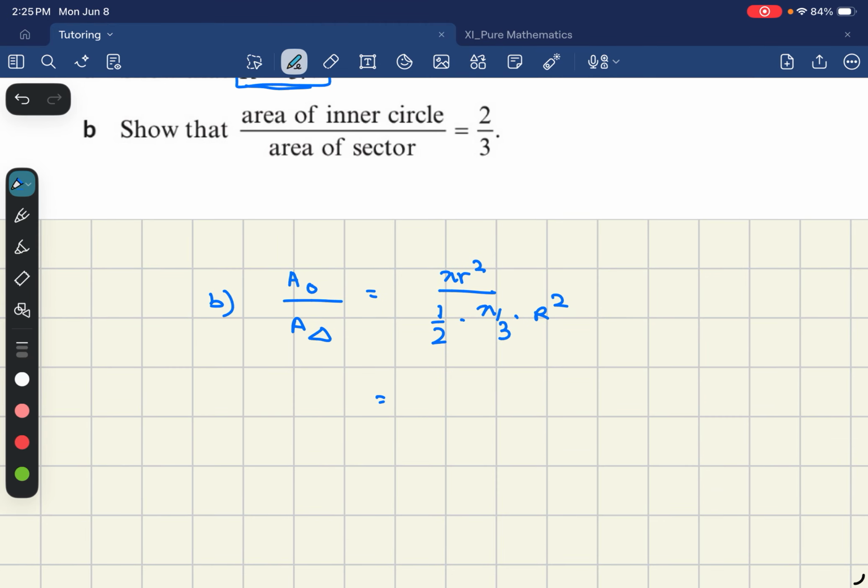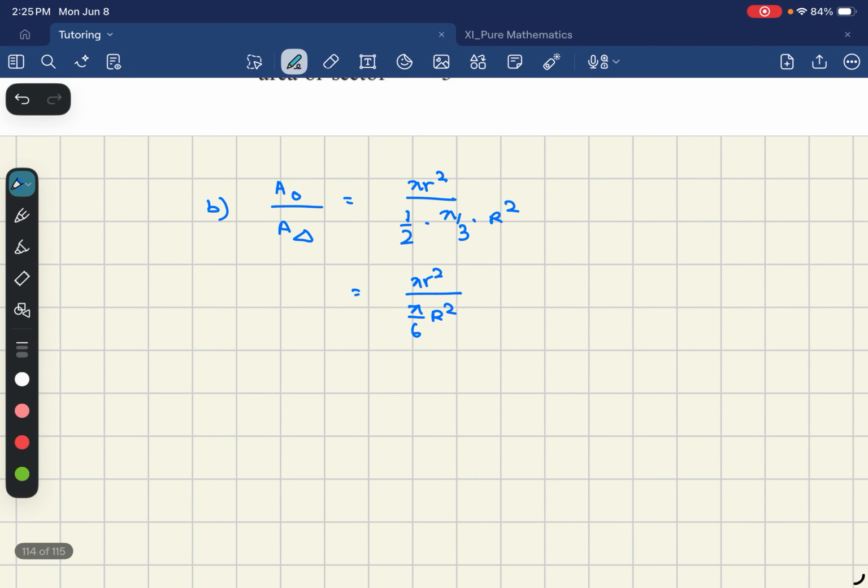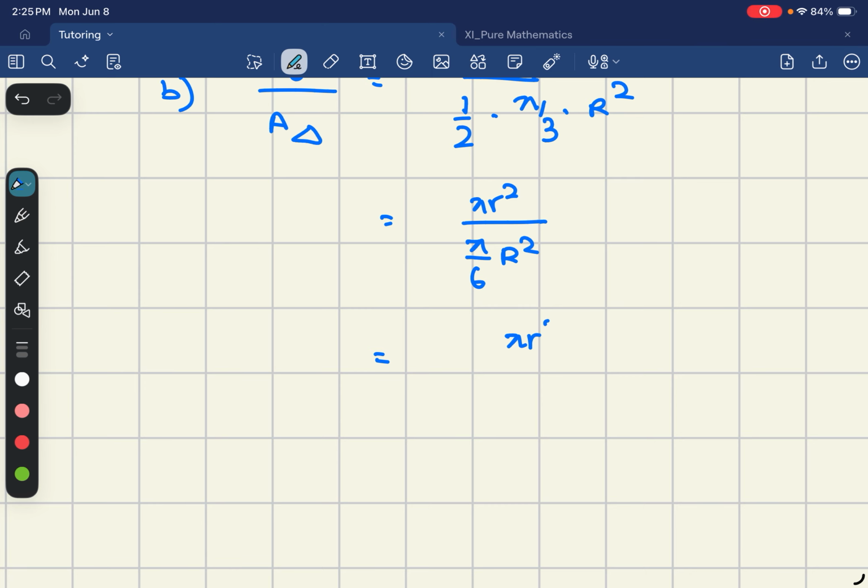And now you can simplify. So pi r squared divided by, you have pi over 6, capital R squared. Now we are already given capital R is 3 small r. So just substitute that.